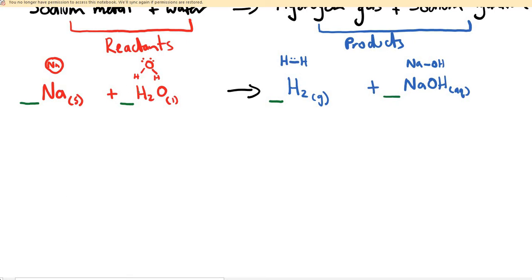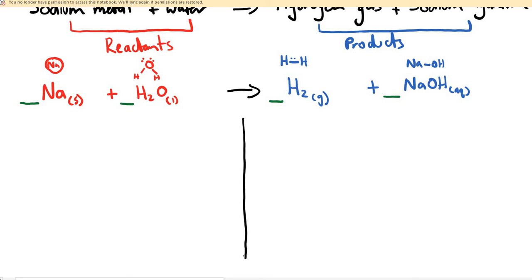So we might need more waters. So we could put a 2 or a 3 in front. We'll see what happens in a second. But we need more than one water molecule. But we can't change the water molecule structure by saying I need 3 hydrogens to join onto the 1 oxygen. That changes it. It's no longer water anymore. It's something else. So we're going to balance the equation now doing that.